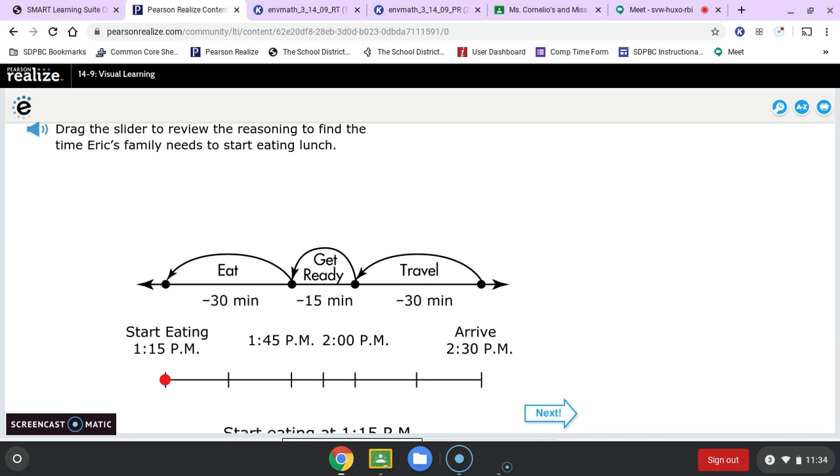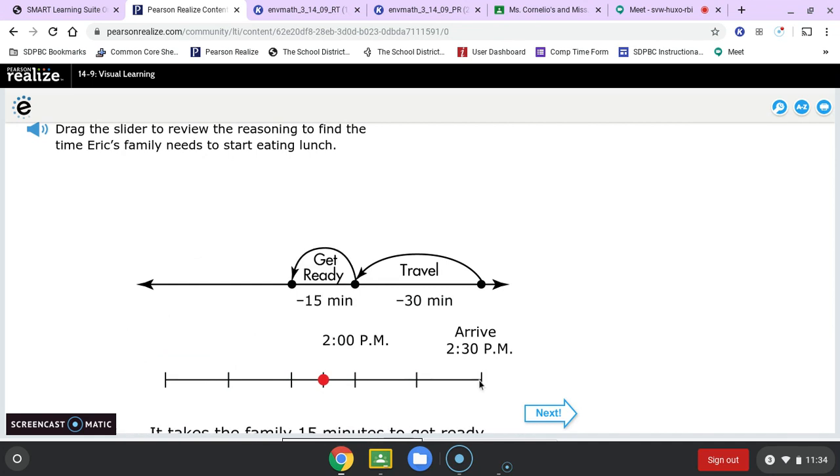Drag the slider to review the reasoning to find the time Eric's family needs to start eating lunch. So if we go all the way back to the arrival time, the arrival time is where we need to end. We've arrived. We're done. So if we work backwards, our travel time is 30 minutes before. That's going to put us at 2:30 minus 30 minutes, which leaves us with 2 o'clock.